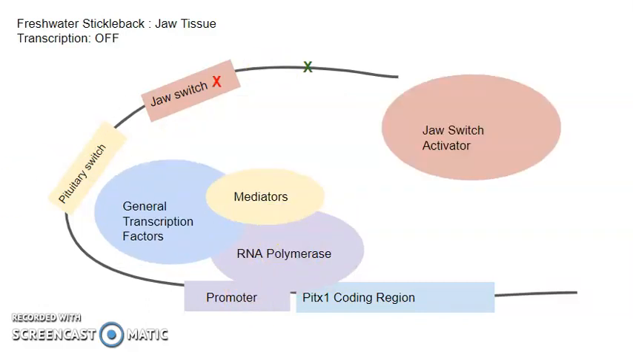This model is of the freshwater stickleback jaw tissues with the transcription off. This model shows the jaw switch and the pelvic switch are inactive, and the jaw switch activator is unable to connect to the jaw switch. This doesn't allow for the jaw switch or the Pitx1 gene to express the jaw tissues.